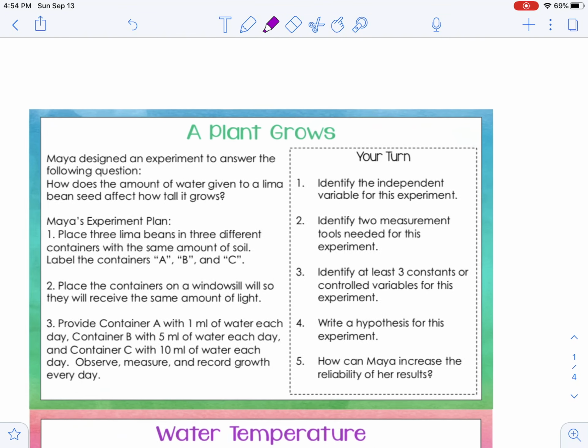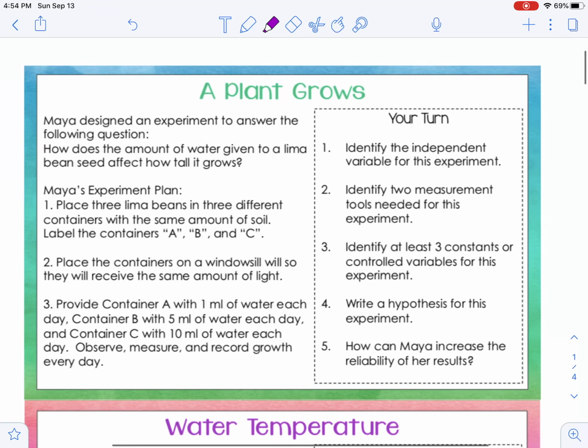Hey guys, let's go ahead and go over the answers to these task cards that you were to do for today's at-home assignment. A plant grows is our first one. Maya designed an experiment to answer the following question. How does the amount of water given to a lima bean seed affect how tall it grows?